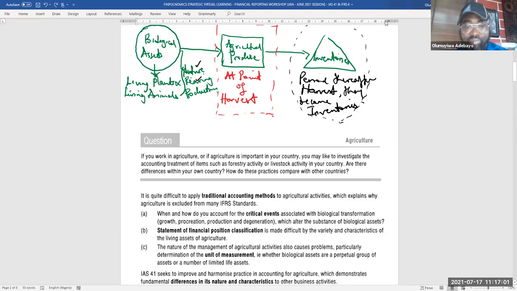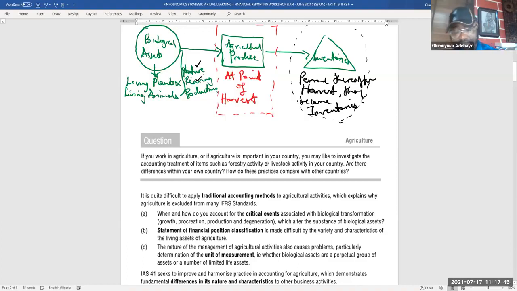Now, what we are saying is that when and how you account for critical events associated with biological transformation, which alter the substance of biological assets, is one of those critical factors that brings about the need for a dedicated standard. Another thing borders on how you classify in your financial statements. Will I classify biological assets, let me say living plants or living animals, and how do I show them in my financial statements in real sense? Am I going to treat it as an item of property, plant and equipment, or intangible, or inventory and some other things? There is a thin line across the border, and that's why we have this standard.